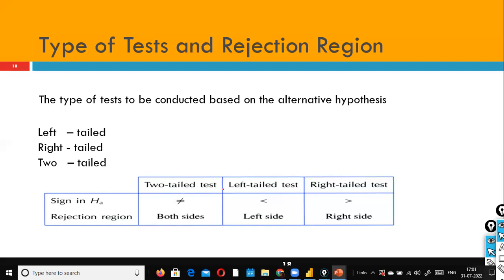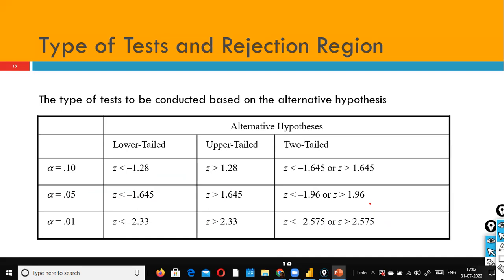Two tailed is both. In the two tail test, in the alternative hypothesis, you need to use not equal to, which means you need to test both sides. Left tail test uses less than, right tail test uses greater than. You need to remember this table, but you don't have to memorize this one.